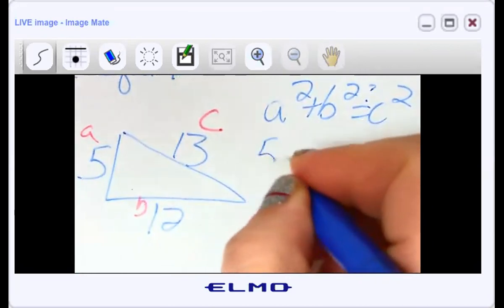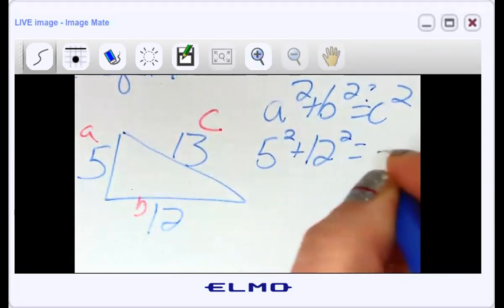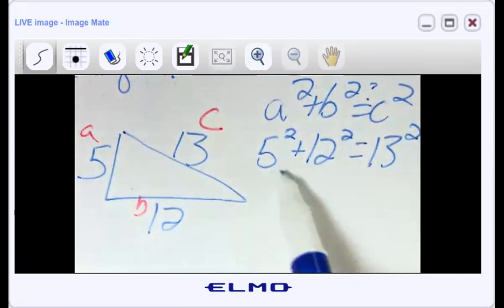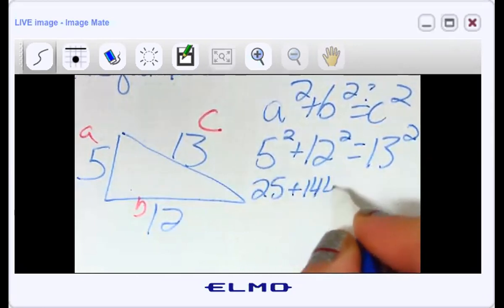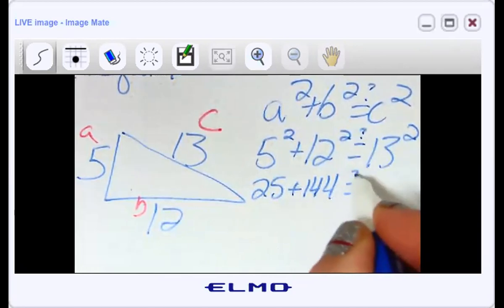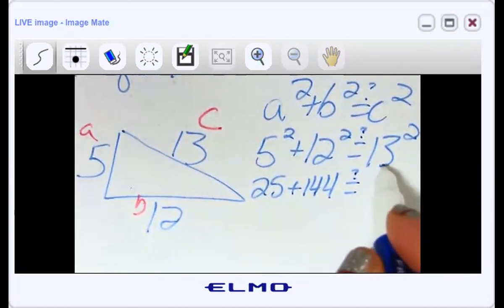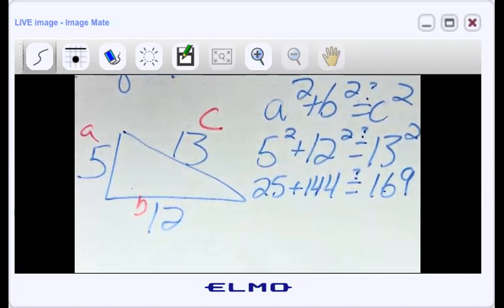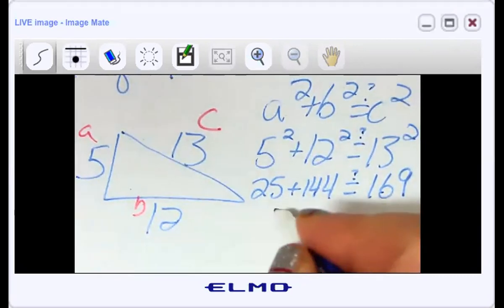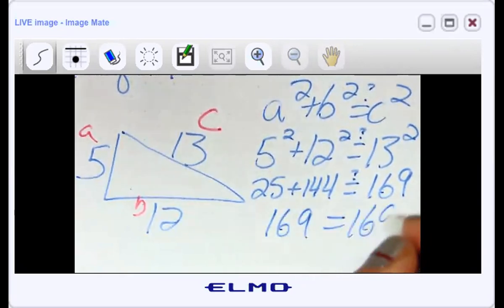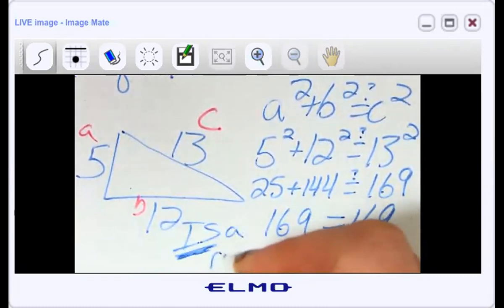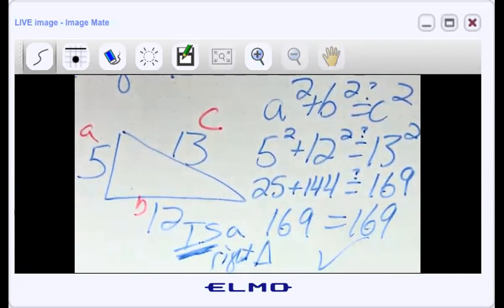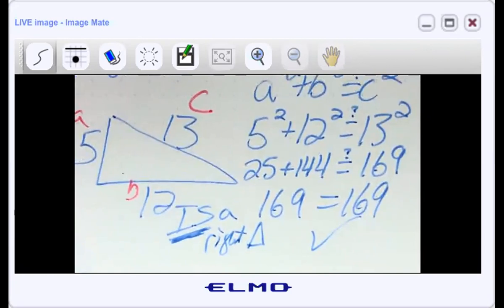So A is going to be 5. B in this case is 12. And then C has to be 13. So even if you had swapped A and B, it doesn't matter because we're just going to add them together. 5 squared is 25. 12 squared is 144. And 13 squared, oh, I like to put my little question marks because I don't know if it's equal to each other yet or not. 13 squared is 169, right? 13 times 13. So if you add 25 and 144 together, well, it just so happens that you do get 169. So since these two are equal, this is a right triangle.